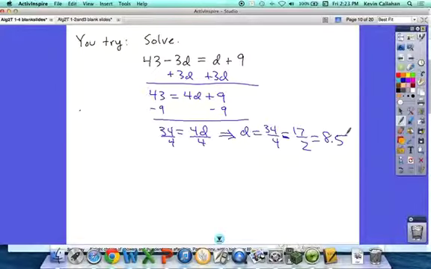Now, what property of equality did I just use when I went from this to this? The symmetric property, right? I had the d on the right side, and I flipped it to make it on the left. We do it just automatically, but that's the symmetric property.